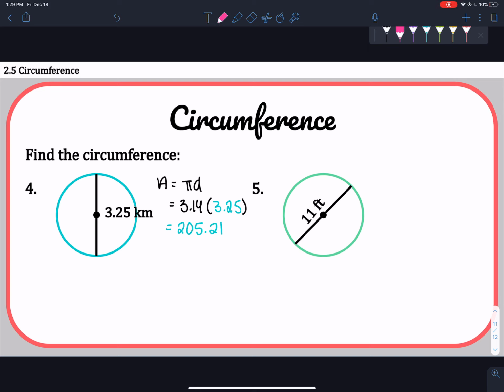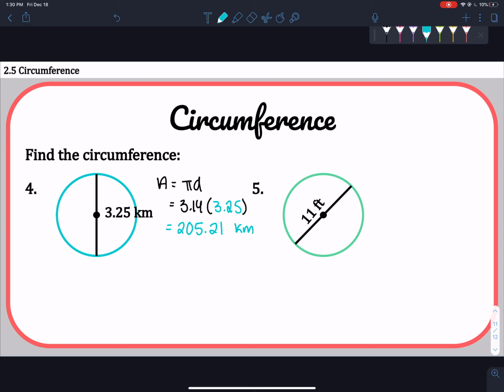That's what we're rounding to. And then because we're finding circumference, we have to use our units for this, which is kilometers. We do not square it. Remember, squaring is only for area. So we are finding circumference, so we're not squaring it.